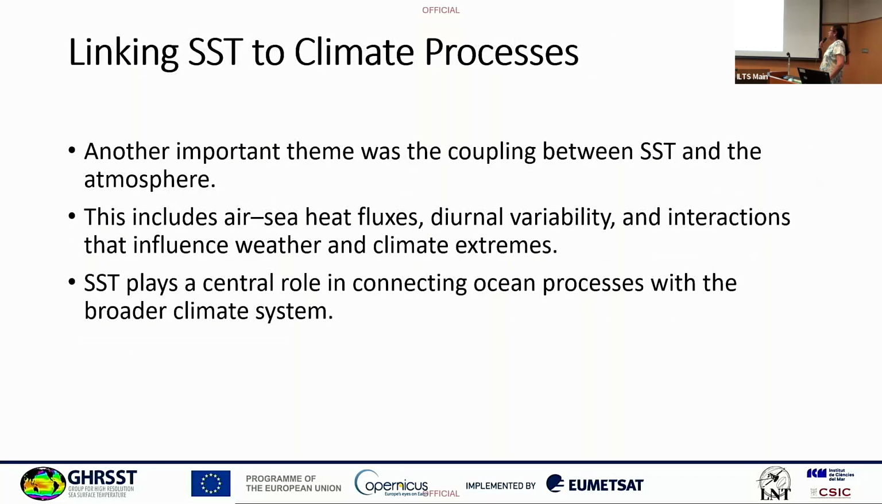Another important theme was the coupling between SST and the atmosphere. This includes air-sea heat fluxes, diurnal variability, and interactions that influence weather and climate extremes. So, of course, SST plays a central role in connecting ocean processes with broader climate systems.